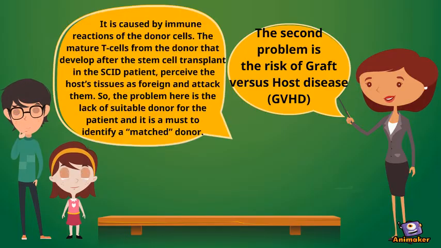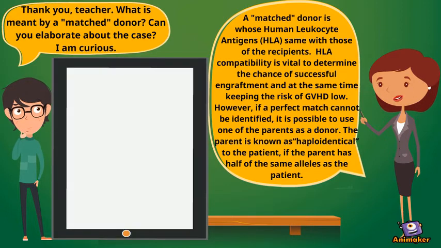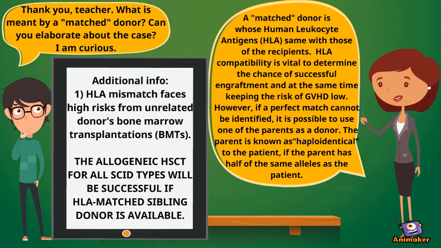The second problem is the risk of graft versus host disease. Mature T cells from the donor that develop after transplant perceive the host tissues as foreign and attack them. So the problem here is the lack of a suitable donor for the patient, and we must identify a matched donor. A matched donor is one whose HLA is the same as that of the recipient. The compatibility of HLA is vital to determine the chance of engraftment, and at the same time keep the risk of GVHD low.